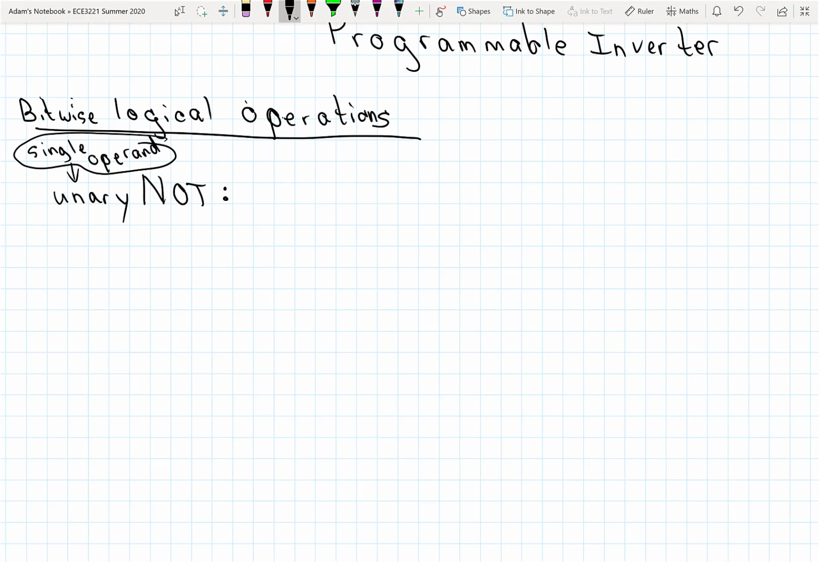Okay, so a NOT operation, if we have a value of A, and let's assume that value of A is equal to 1100, again a 4-bit value, and I perform a NOT operation on that, my output is going to be the inverse of each of those values, right? I've inverted, I've NOTed each bit in my bitwise NOT operation.